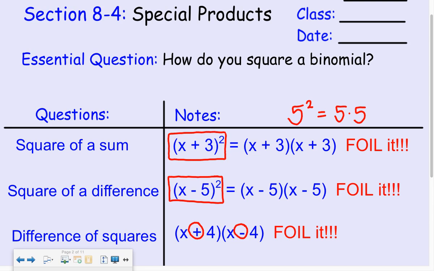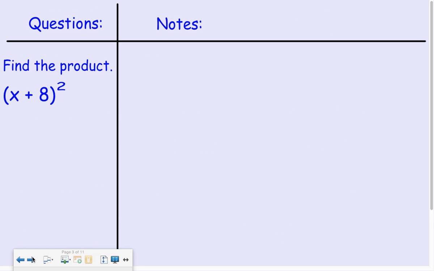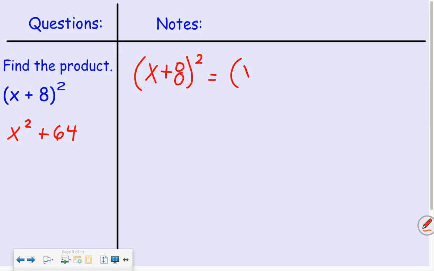But essentially we are going to be FOILing again. All right, find the product, x plus 8 squared. Now the important thing to know is that you can't just take x and square it and 8 and square it and have that be your answer. And I'm going to show you why. So this is not going to work out to be our answer. If I take x plus 8 squared and expand it, I have x plus 8 times x plus 8.